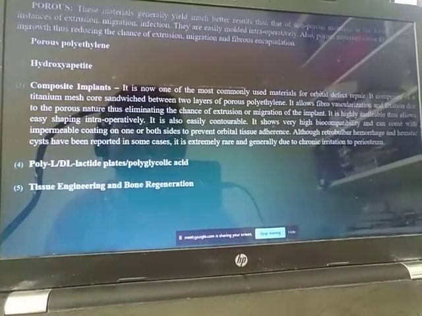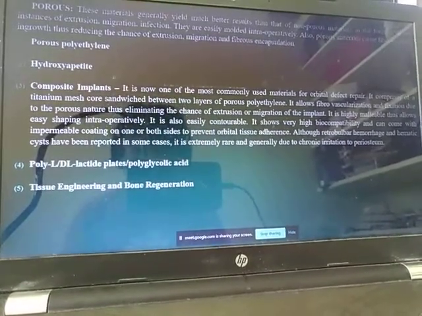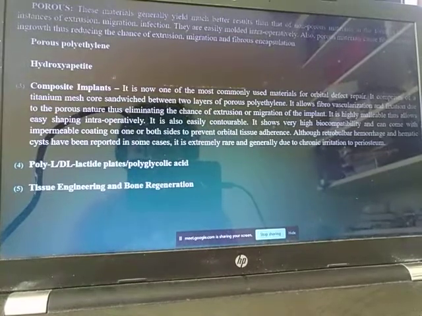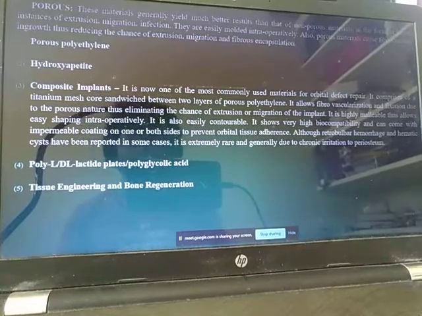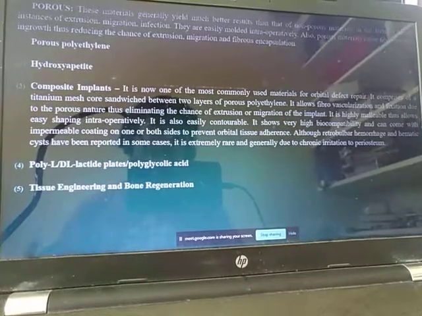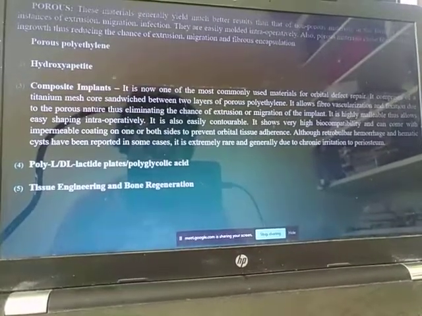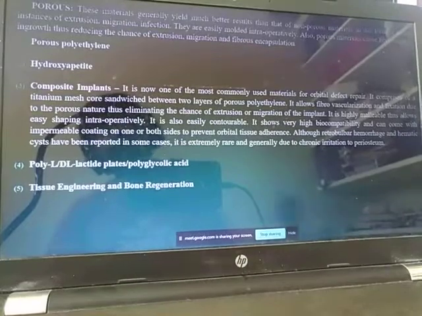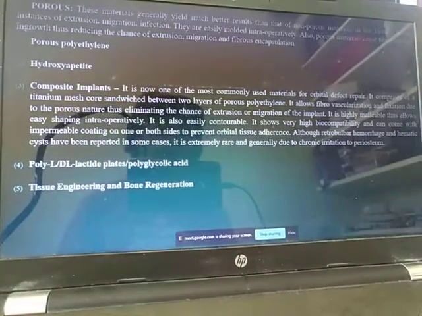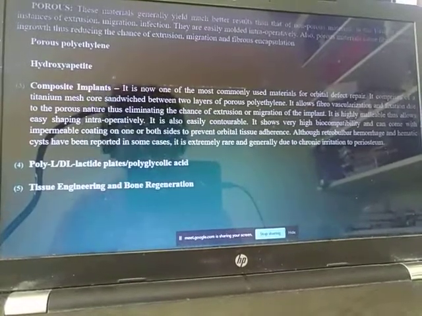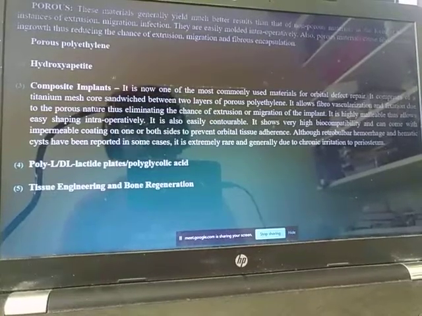And the fifth is tissue engineering and bone regeneration. This is the cutting edge or bleeding edge of technology we are talking about. It has not been implemented commercially yet. This involves the use of certain kinds of osteoinductive, osteoconductive and osteogenic materials, which when placed in the defect will cause the host to regenerate bone in a very rapid and controlled manner. So this has not yet been researched sufficiently.